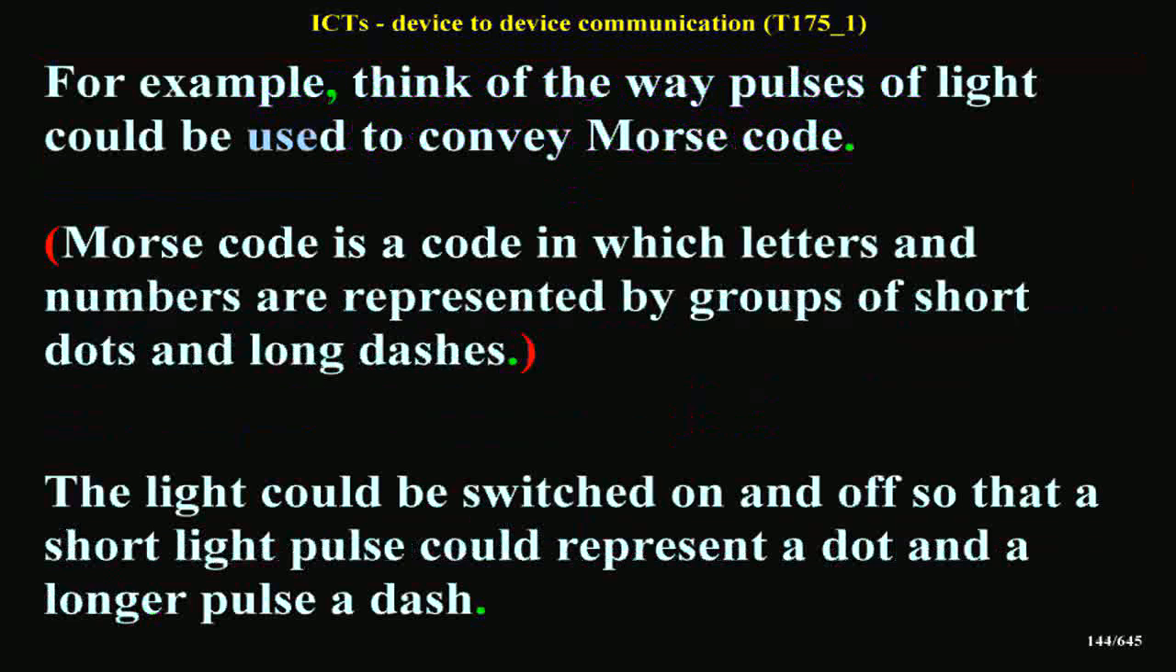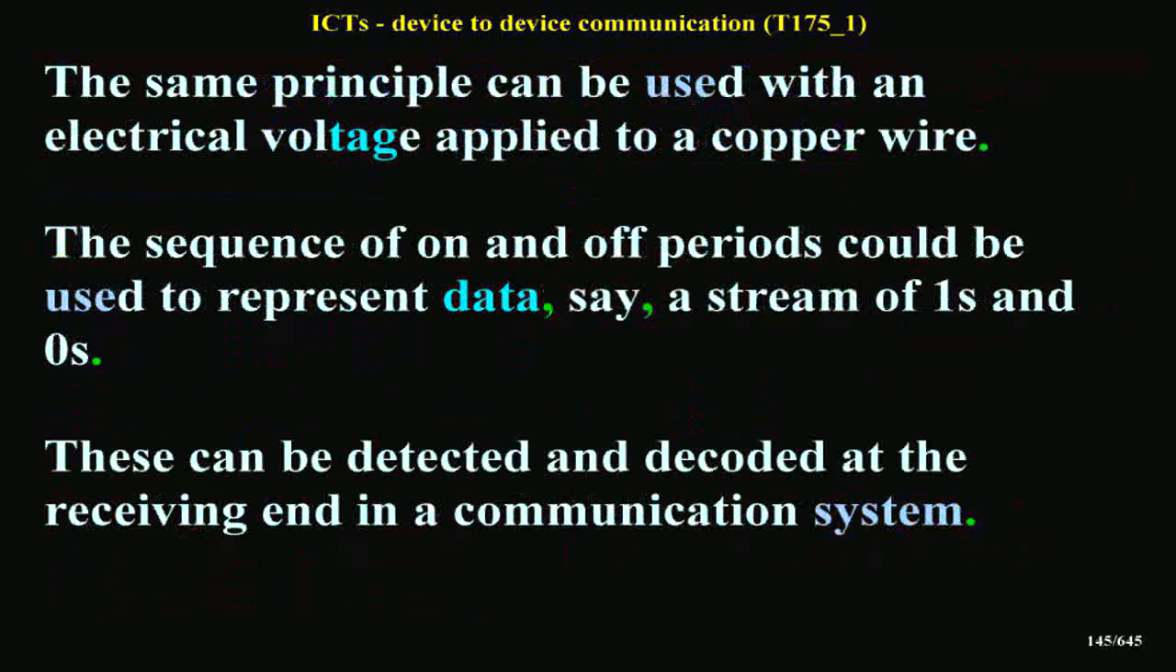Morse code is a code in which letters and numbers are represented by groups of short dots and long dashes. The light could be switched on and off so that a short light pulse could represent a dot and a longer pulse a dash. The same principle can be used with an electrical voltage applied to a copper wire. The sequence of on and off periods could be used to represent data, say, a stream of ones and zeros. These can be detected and decoded at the receiving end in a communication system.